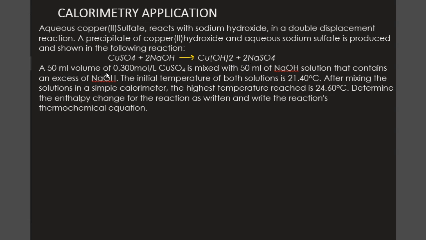A 50 ml volume of 0.300 moles per liter copper sulfate. So we are given the copper sulfate volume and concentration. It is mixed with 50 ml of NaOH solution that contains an excess of NaOH. So we are given the volume of NaOH. But since NaOH is in excess, we do not have to worry about its concentration.